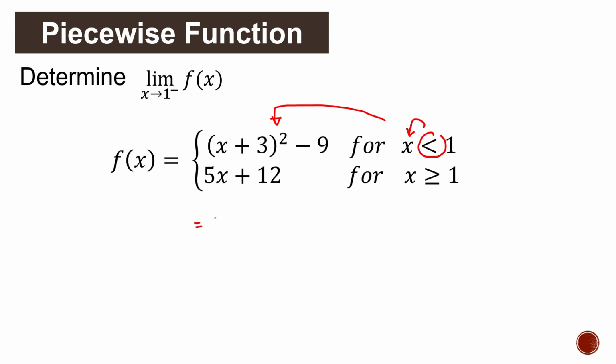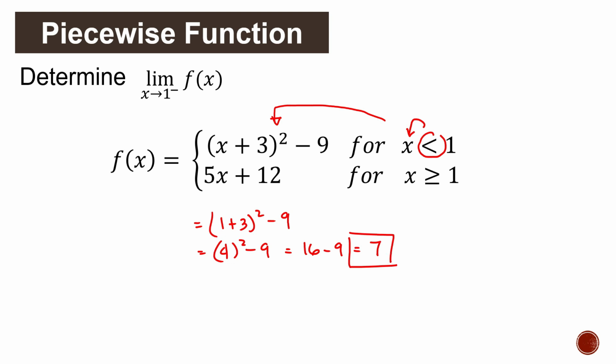So here x is 1, so that means 1 plus 3 square minus 9. 1 plus 3 is 4 square minus 9. 4 square is equal to 16 minus 9, which is equal to 7.